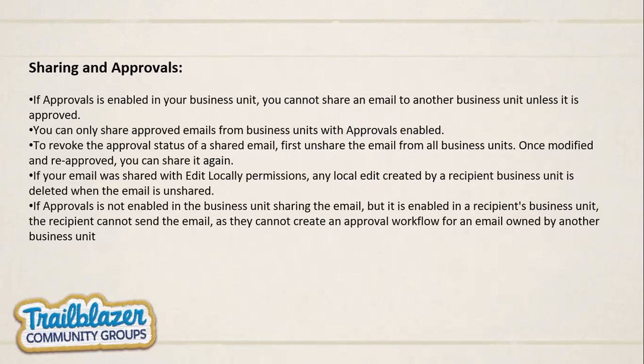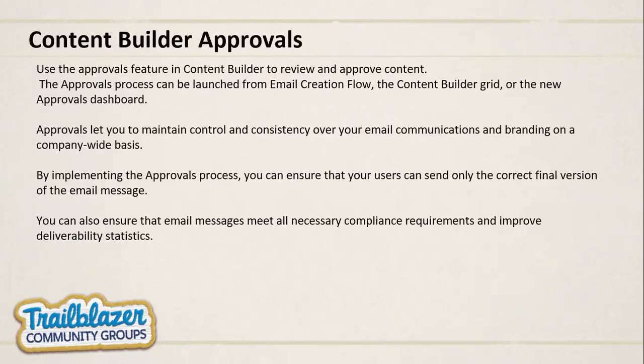You can always revoke the approval status of a shared email as well. For that to happen, you will first have to unshare the email from all the business units. After you unshare the email itself, then only you will be able to revoke the approval status as well. So, if approvals is not enabled in the business unit sharing the email, but it is enabled in the recipient's business unit, then the recipient cannot send the email. Okay. Because they cannot create an approval workflow for that specific email in the shared business unit, and hence they will not be able to send out the email as well.